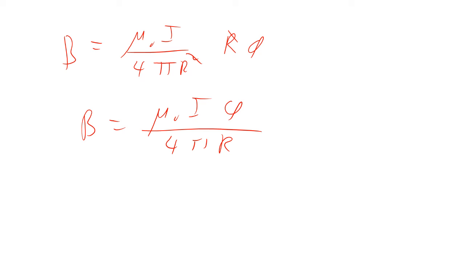Now, direction. The current was going that way. Right-hand rule, you point your thumb in the direction of the current, your fingers are going to point this way. So that means for this particular example right there, the magnetic field is going to be into the screen. Okay.